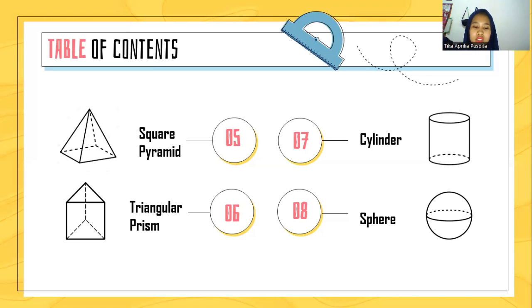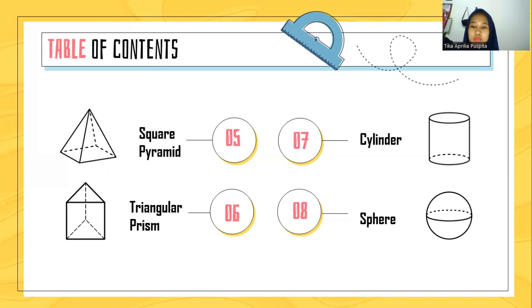The next one is cylinder. A cylinder is a three-dimensional shape consisting of 2 parallel circular bases joined by a curved surface in the form of rectangle. We can see the example of this shape in bottles or lipstick.